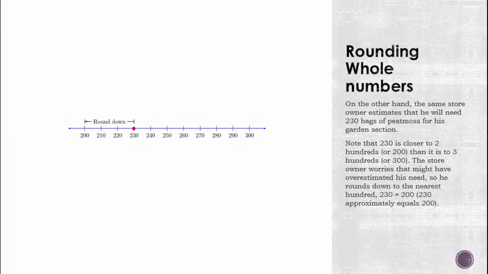Okay, now on the other hand, the same store owner estimates that he will need 230 bags of peat moss, whatever that is, for his garden section. Note that 230 is closer to 200s than it is to 300s. The store owner worries that he might have overestimated his needs, so he rounds down to the nearest hundred. So 230 is approximately equal to 200.